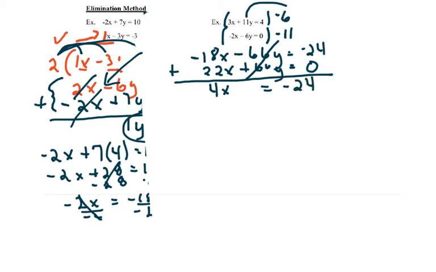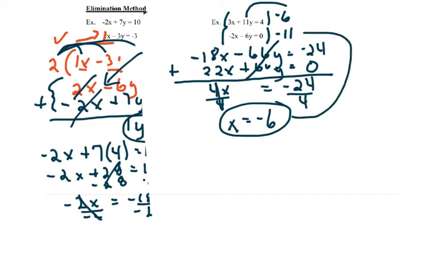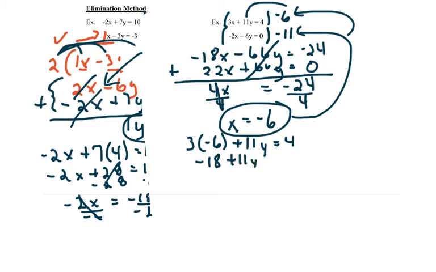As you can see, this is a little bit quicker than substitution. I'm going to divide by 4. And that leaves me with x being equal to negative 6. I already found my solution for x. Again, this is where I can take that solution and plug it into the first equation, which is on the bottom, or the second equation, I'm calling it on the top. Doesn't matter. Let's go with the top equation. I'm going to plug negative 6 in for x. So the top equation, that would be 3 times my negative 6, because that's where the x is, plus 11y equal to 4. That gives me negative 18 plus 11y, set equal to 4.